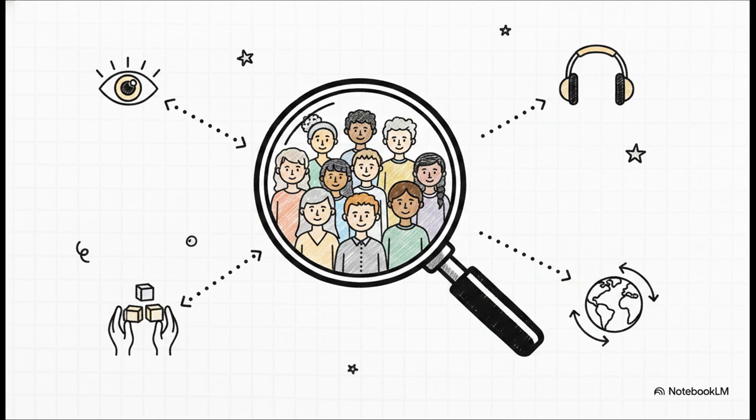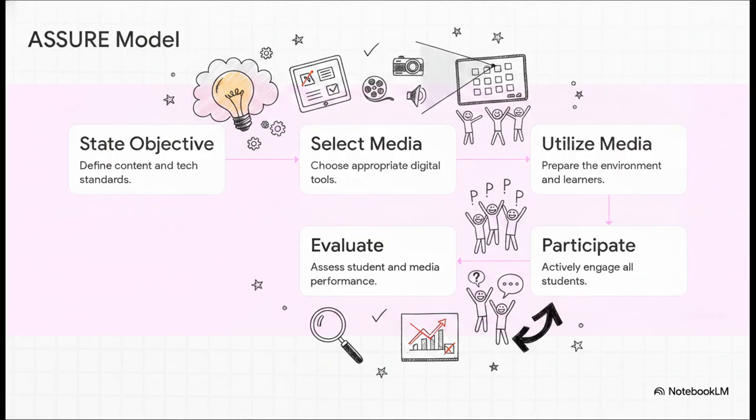Before you even touch a piece of technology, you've got to identify your students' unique demographics, any mental or physical disabilities, their cultural backgrounds, and the distinct learning styles, whether they're visual, auditory, or kinesthetic learners. Basically, you have to know your audience inside and out. The remaining steps complete your roadmap.